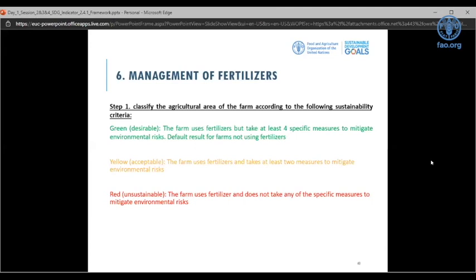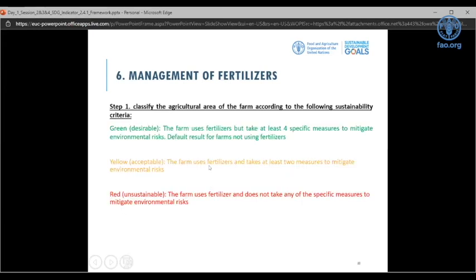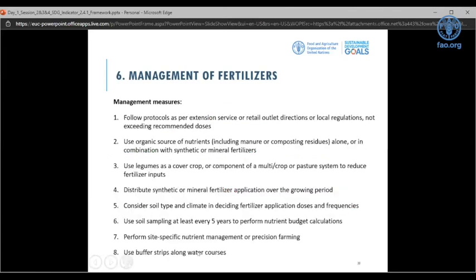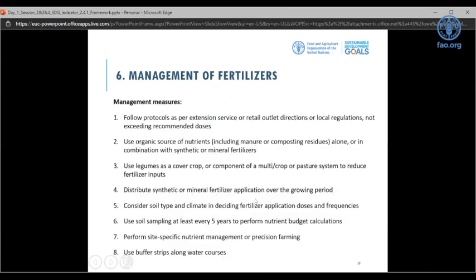If it is using fertilizer and it is taking four measures out of these eight, then the holding will be assigned green. The holding will be assigned yellow status if it uses fertilizer and takes at least two of these eight measures. And the holding will be assigned red status if it uses fertilizer and does not take any measure from the eight which are recommended by FAO for the use of fertilizer.